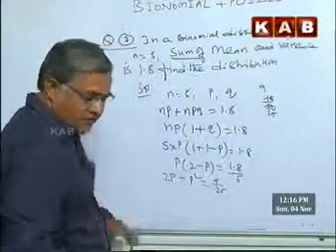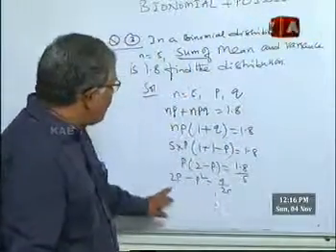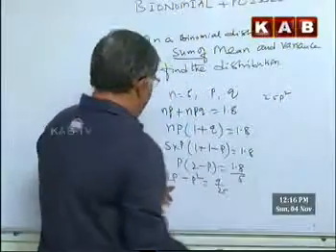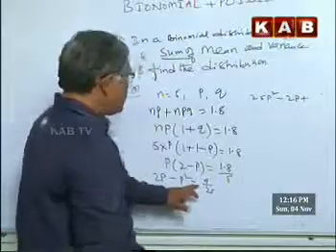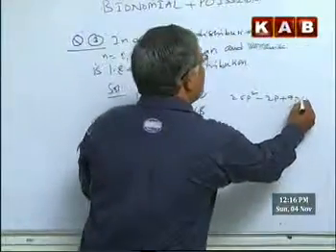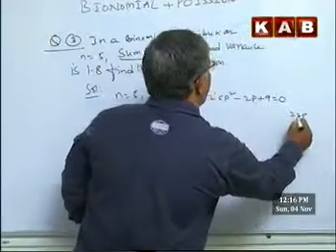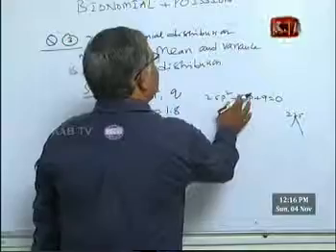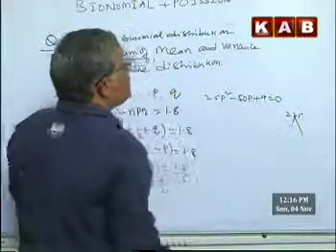9 by 25. Now what do you do? Generate a quadratic. From here cross multiply and readjust. So 25P square minus 50P plus 9 is equal to 0. 25 times 2 gives you 50P.